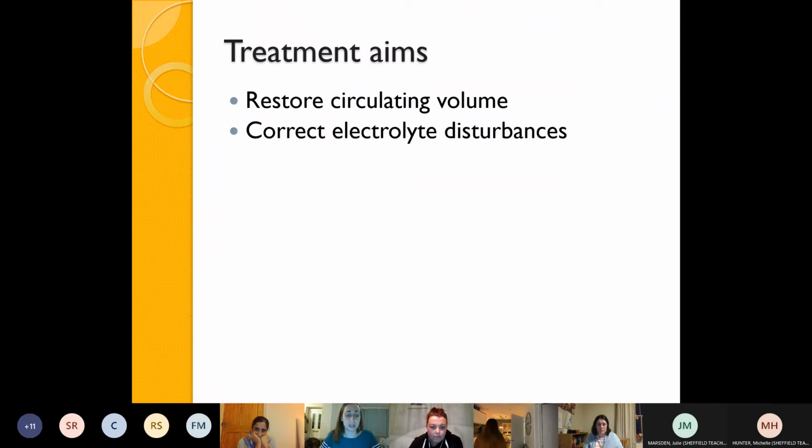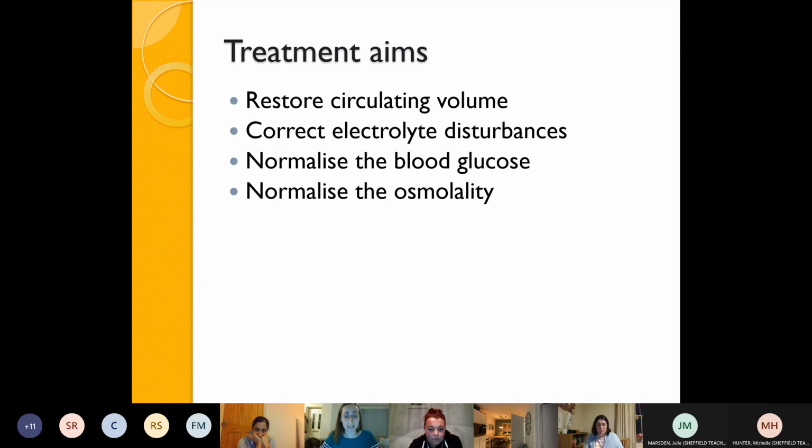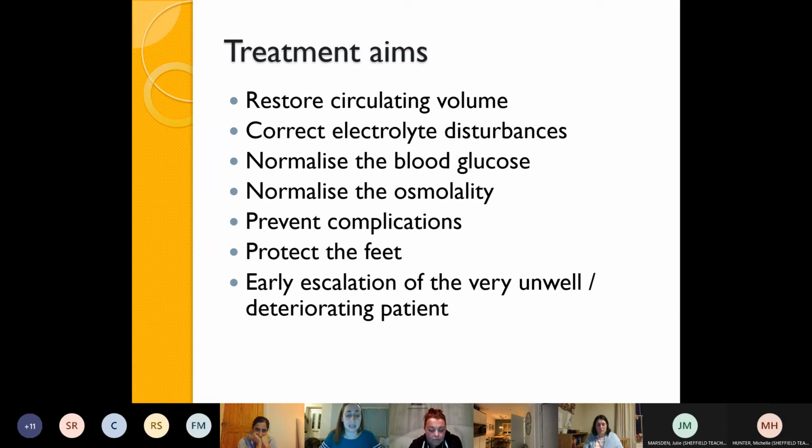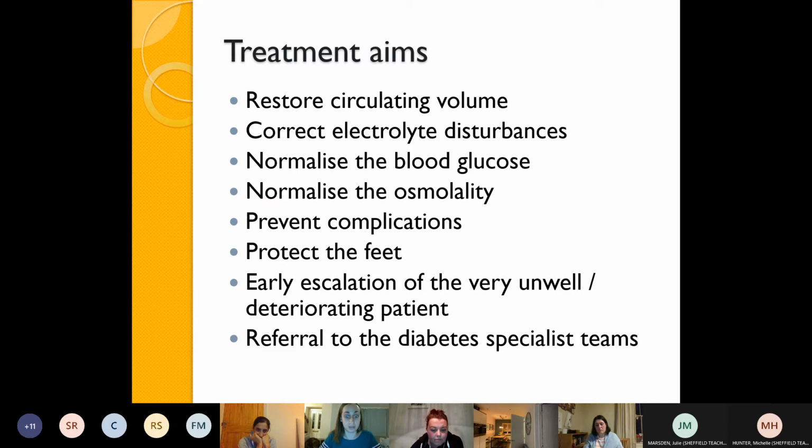So our aims of treatment are to restore the circulating volume, correct their electrolytes as needed, normalise the blood glucose, normalise the osmolarity, prevent the complications I've just mentioned, protect the feet, and escalate early. These patients are unwell, so they probably all do need a senior review really, and referral to diabetes teams.